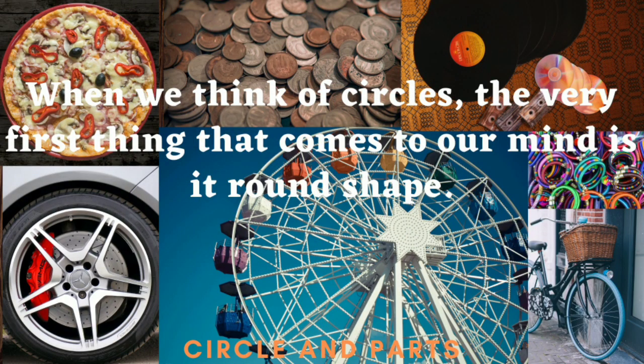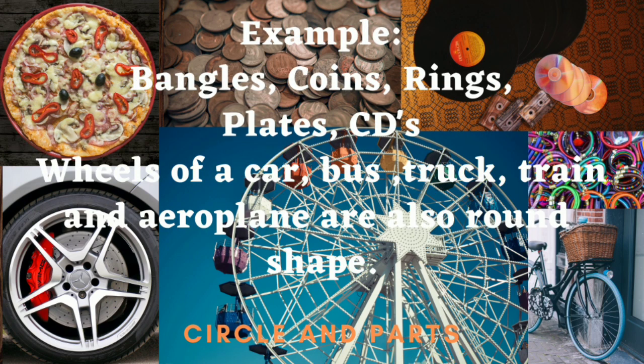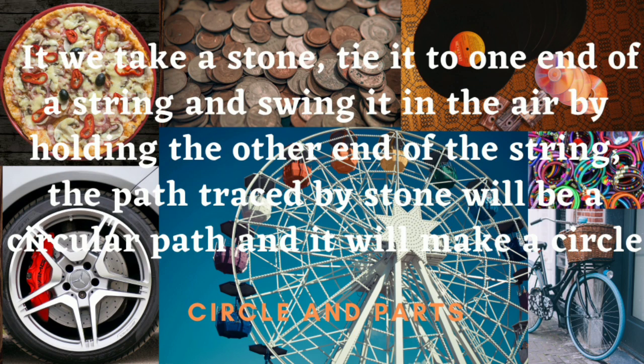When we think of circles, the very first thing that comes to our mind is round shape. For example, bangles, coins, rings, plates, pizzas, cities or wheels of a car, bus, cycle, truck, train, and airplane are also round in shape. If we take a stone, tie it to one end of a string, and swing it in the air by holding the other end of the string, the path traced by the stone will be a circular path and it will make a circle.